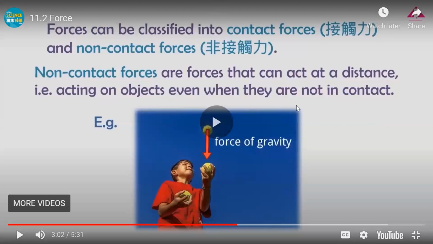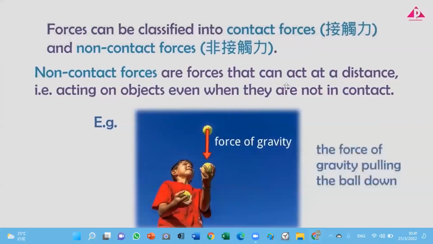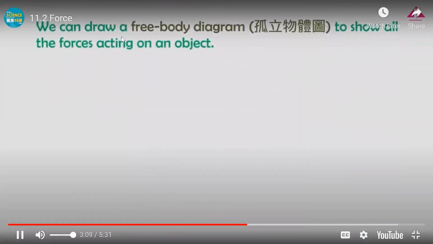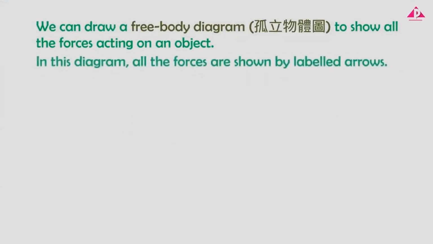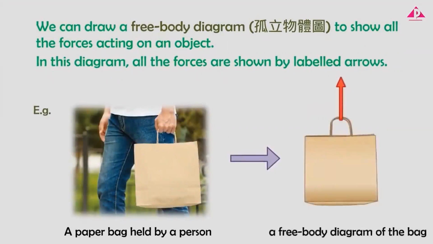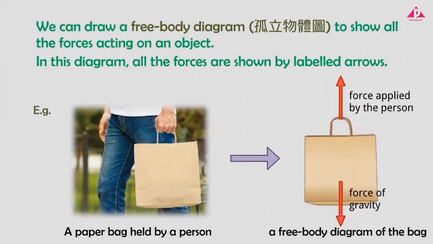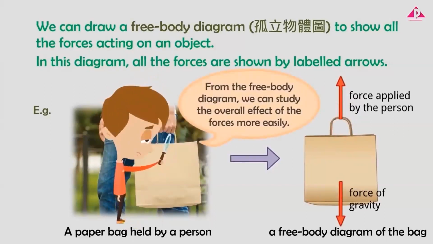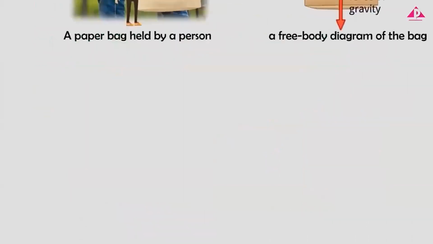The force of gravity pulling the ball down. We can draw a free body diagram to show all the forces acting on an object. In this diagram, all the forces are shown by labelled arrows. From the free body diagram, we can study the overall effect of the forces more easily.